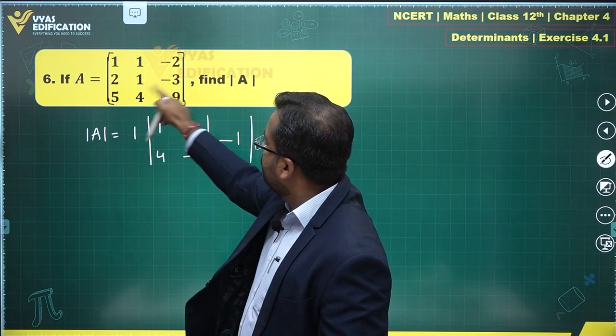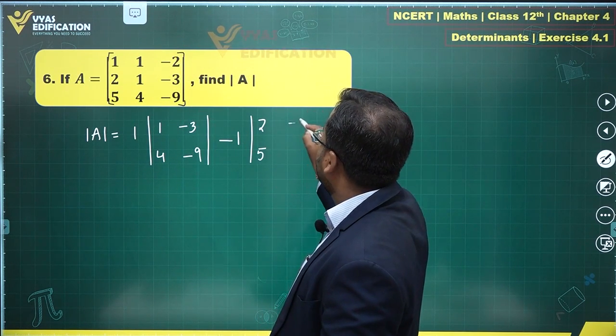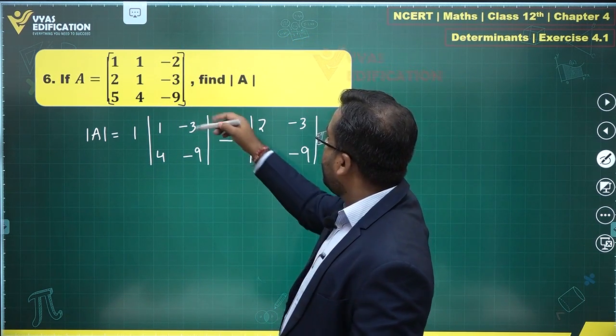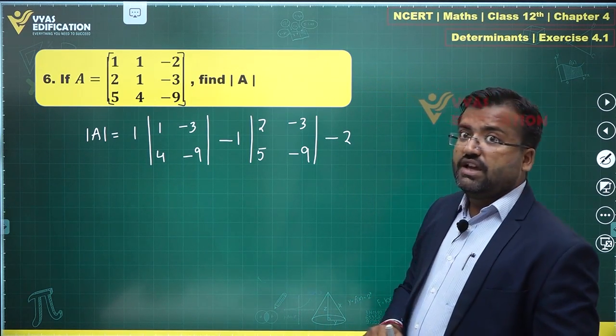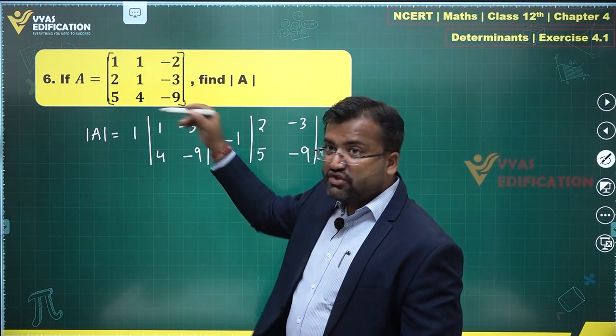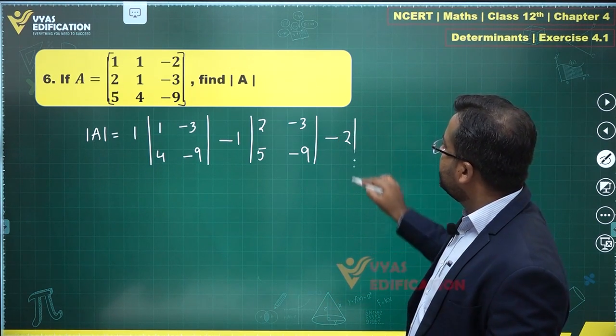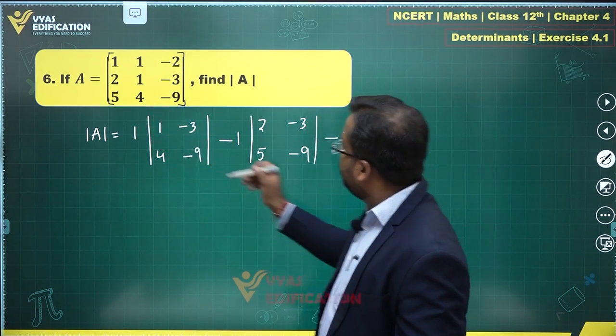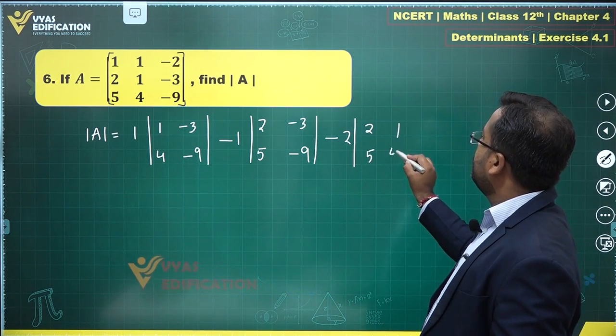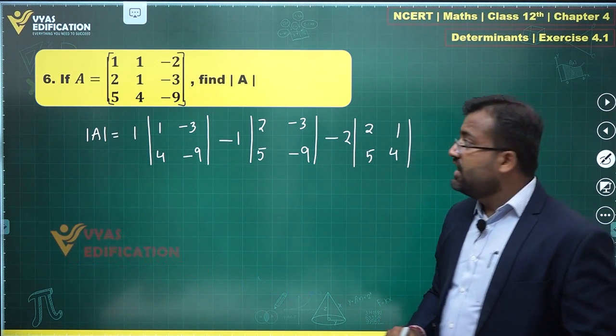What else do you have? This is 2, 5, minus 3, minus 9. Then you have a minus 2. The sign of this minus 2 for expansion will be plus, and the value is minus 2 actually. So therefore you have 2, 1, 5, 4. That's a 2 by 2 determinant associated with this.